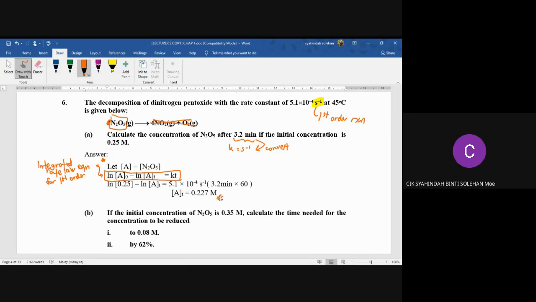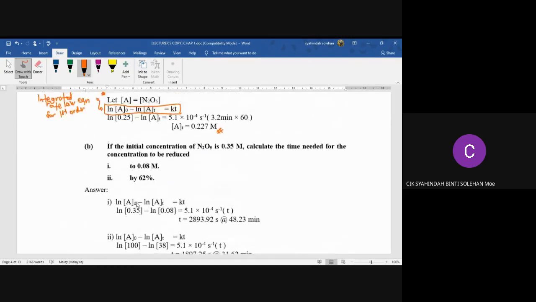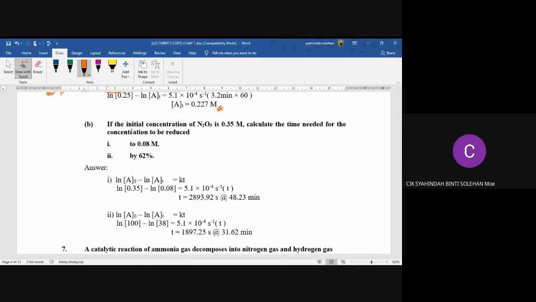Unit jangan lupa. Unit concentration, unit dia apa? M besar. Okay. And next ialah 6b. If the initial concentration of N2O5 ialah 0.35 molar, dia suruh kamu calculate the time needed for the reaction to be reduced by 0.08 molar. Okay. And by 62%. Okay, kalau kat sini, since that you dah bagi tahu awal tadi kan, that concentration of A is equals to concentration of N2O5.